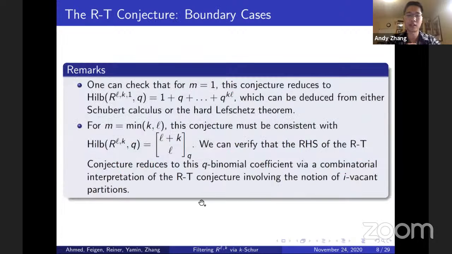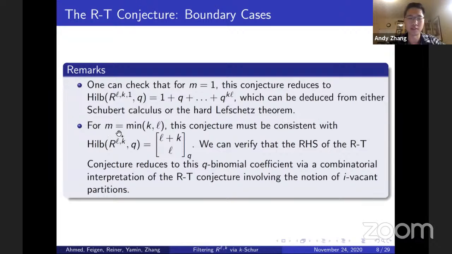So the R-T conjecture is known to be true in the edge cases. In the simplest case, we can take m to be 1. This conjecture will reduce to the statement that the Hilbert series of RLK1 is just 1 plus q plus dot dot dot plus q to the k times L. So the maximal degree is k times L. This can be deduced from either Schubert calculus or the Hard Lefschetz theorem from algebraic geometry.